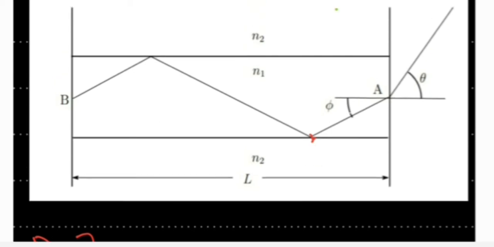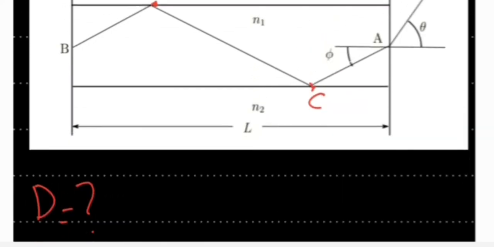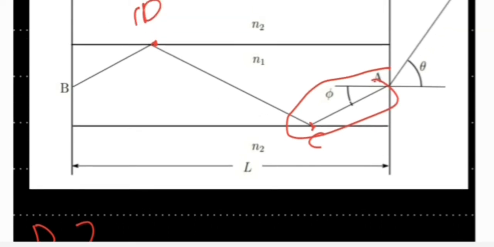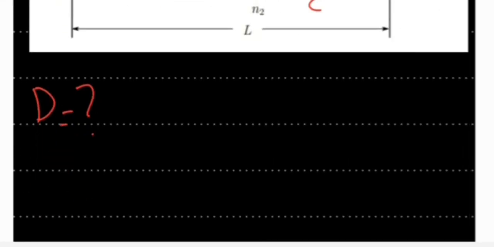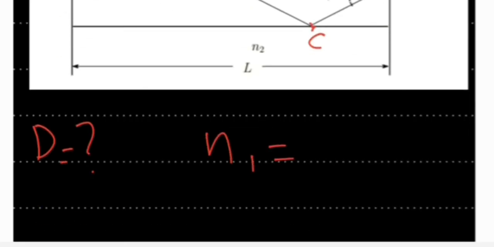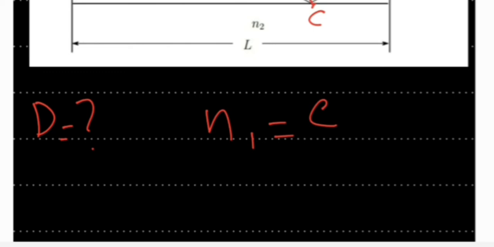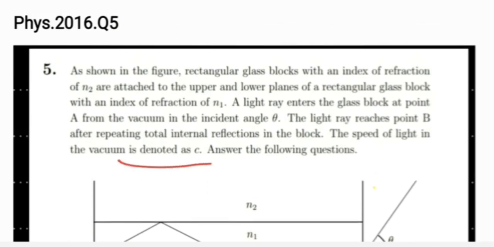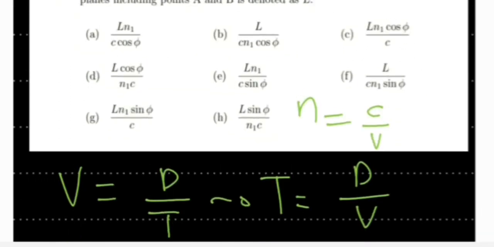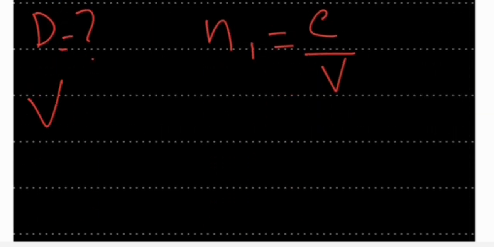We have point B already, so let's call this point C and this point D, okay? So the distance is A to C, C to D, and D to B. What is the velocity? Well, n1 is equal to c, not this C over here, c the velocity of the light. He tells us over here the velocity of the light in the vacuum, okay? So c divided by v, so v is equal to c divided by n1.